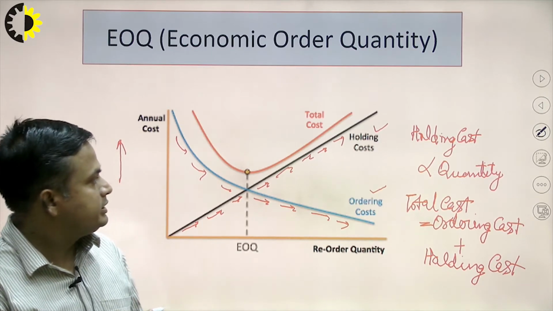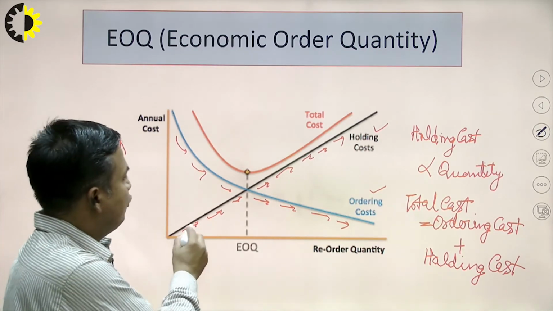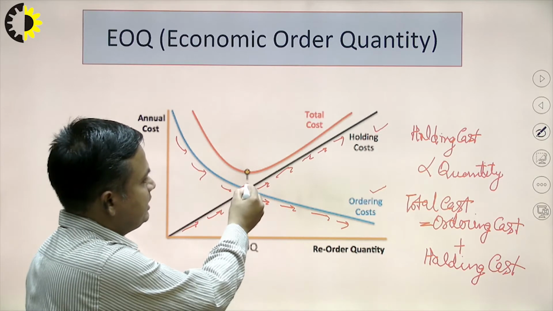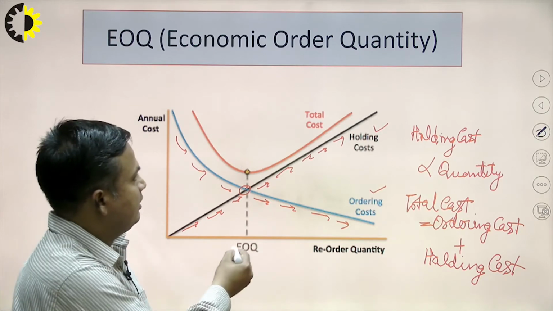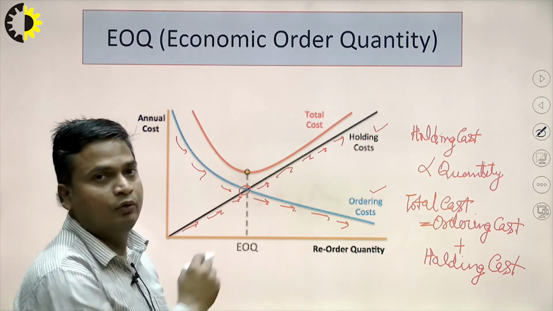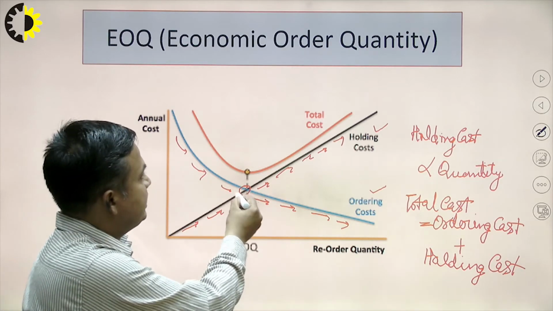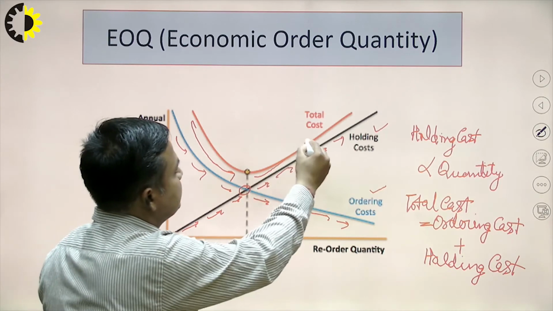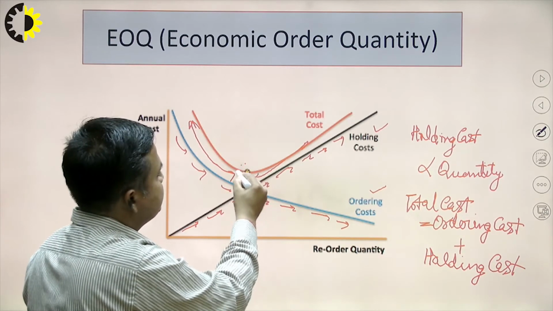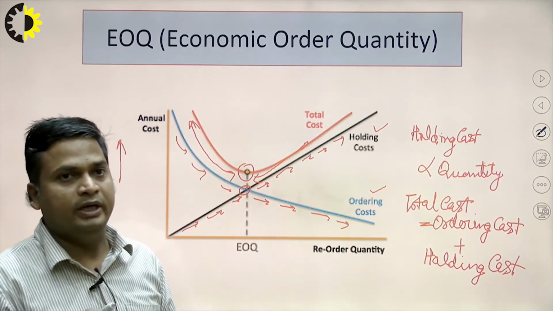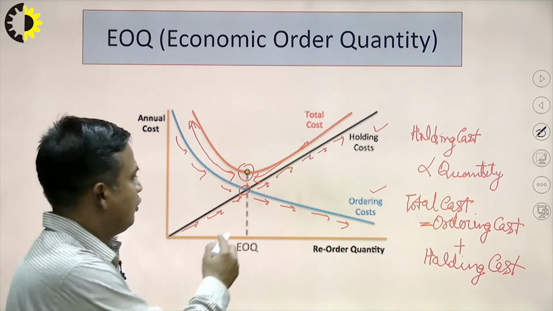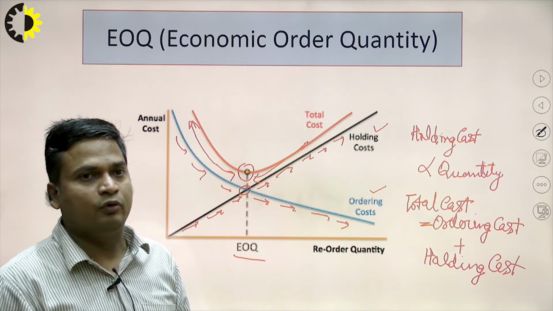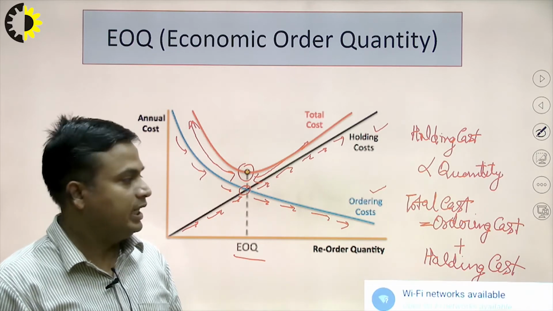Now, what we are seeing from this diagram, when holding cost is increasing and ordering cost is decreasing, there is a point at which the ordering cost is equal to the holding cost, and we can also see that the total cost is decreasing here, and then it is increasing again. So, this is the point at which the total cost is minimum, and it is called the economic order quantity. So, our objective is to find the economic order quantity. This we will derive in coming slides.